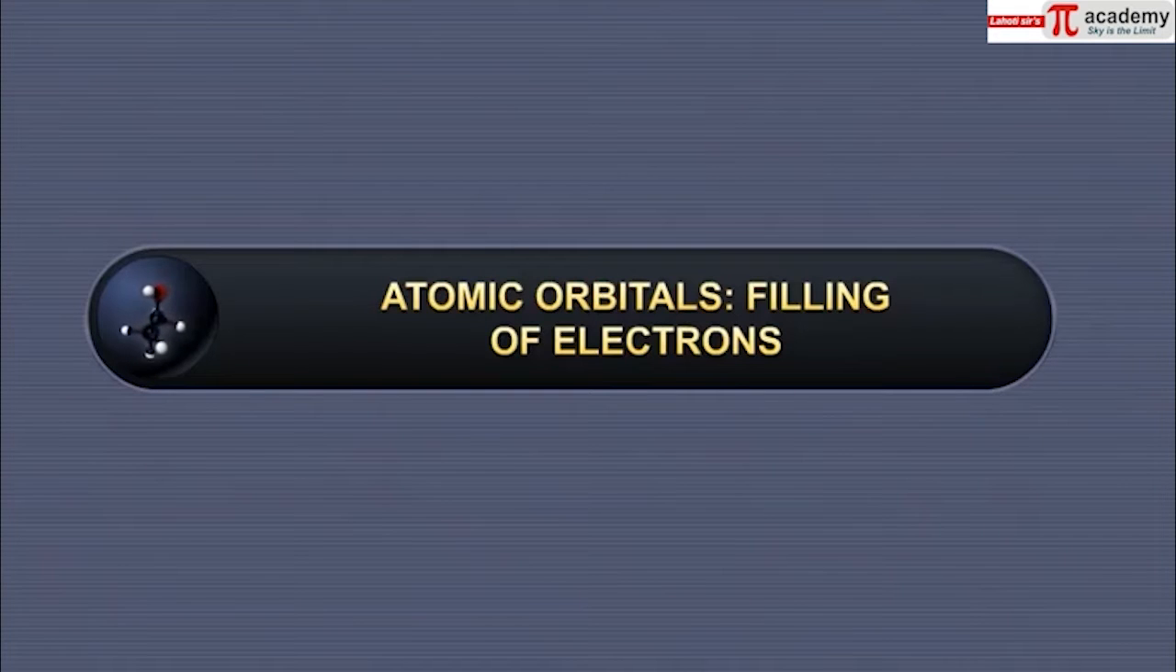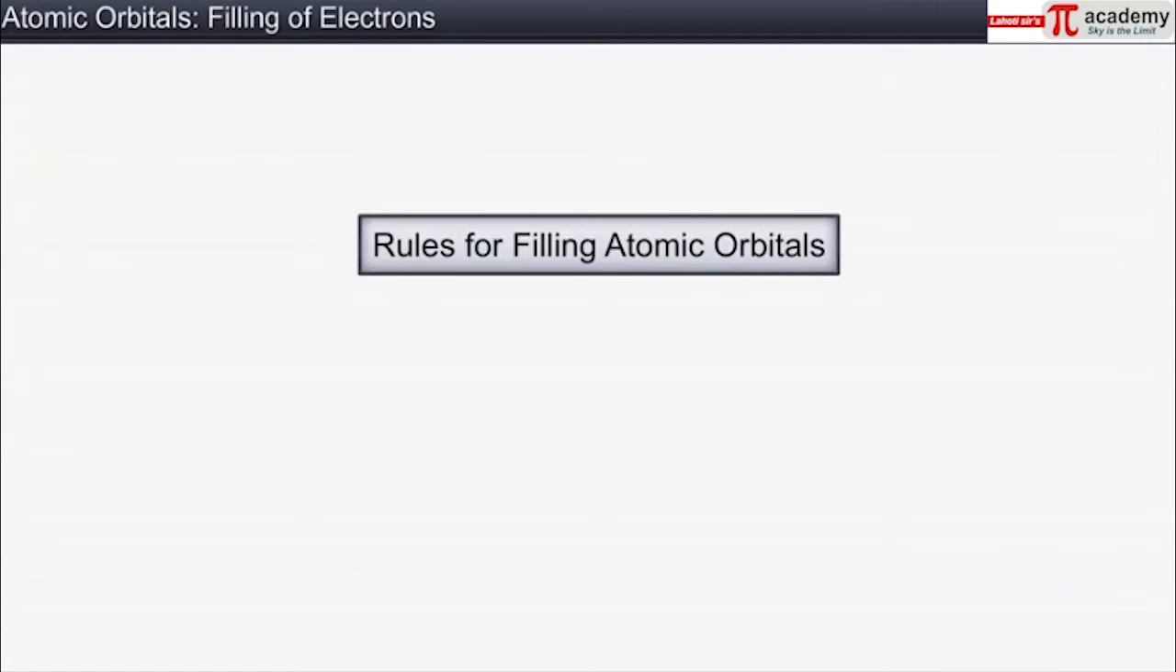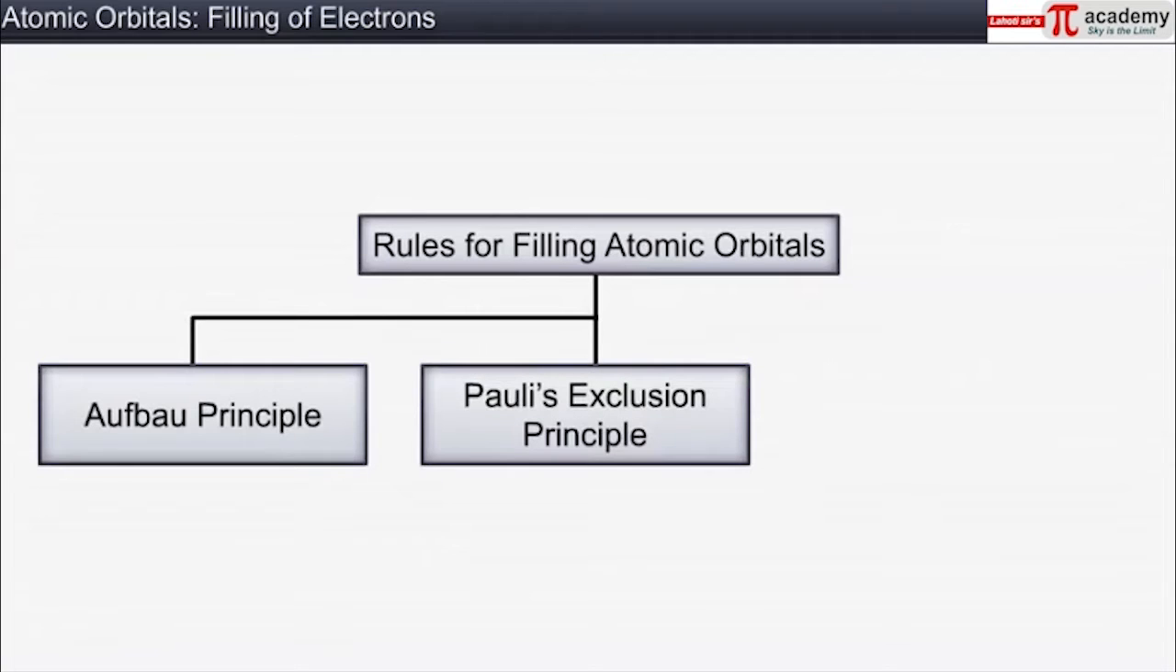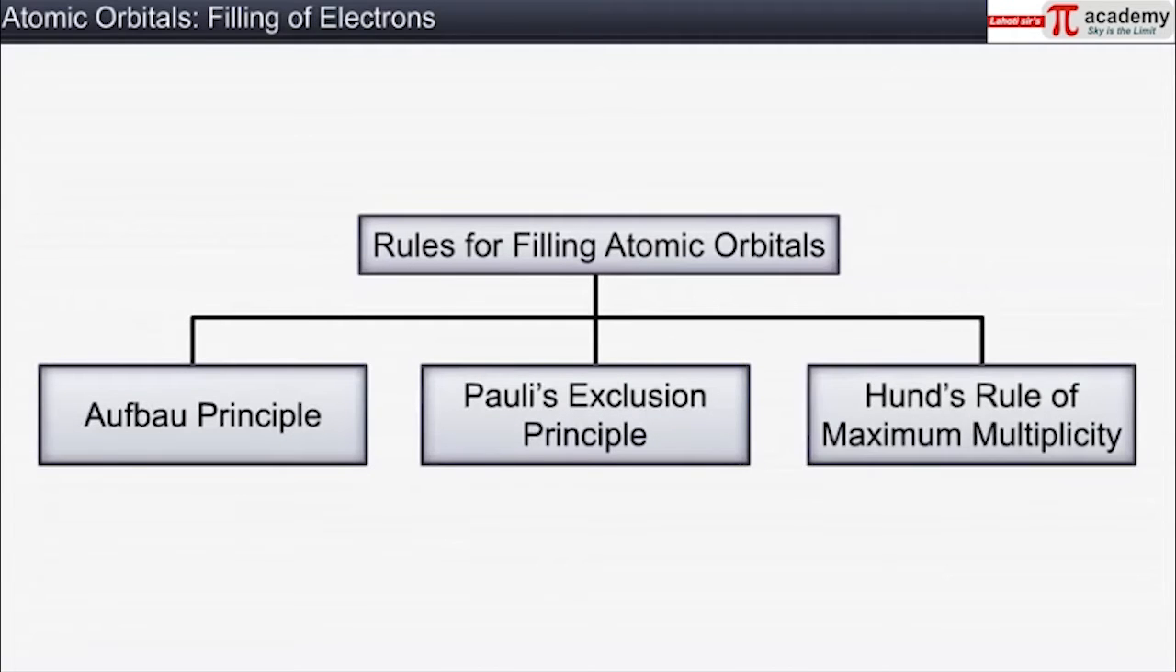In this module, you will learn about filling of orbitals in an atom. The filling of electrons into the orbitals of an atom is governed by the Aufbau principle, Pauli's exclusion principle, and Hund's rule of maximum multiplicity. Let us start with Aufbau principle.